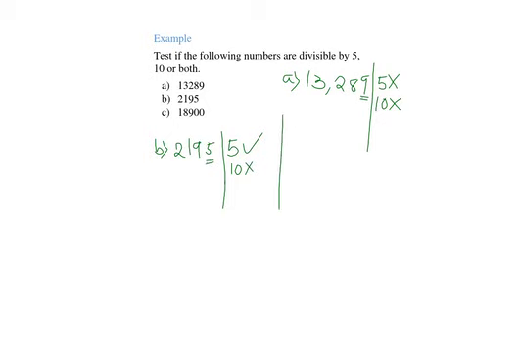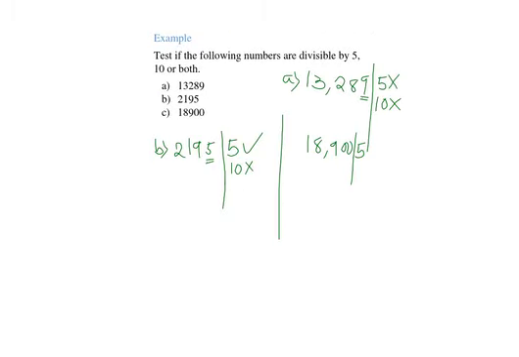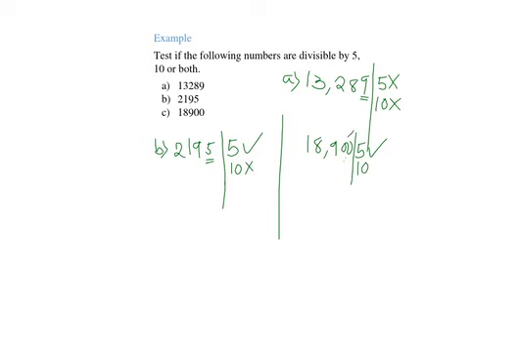And lastly, we have 18,900. We check if it is divisible by 5, and the condition is it must end with either 0 or 5, and our number ends with 0, so yes, it is divisible by 5. We check for divisibility of 10, and we have been told it must end with a 0, and our number ends with a 0, so it is also divisible by 10.